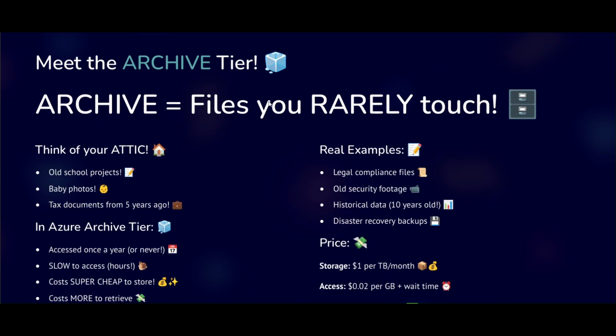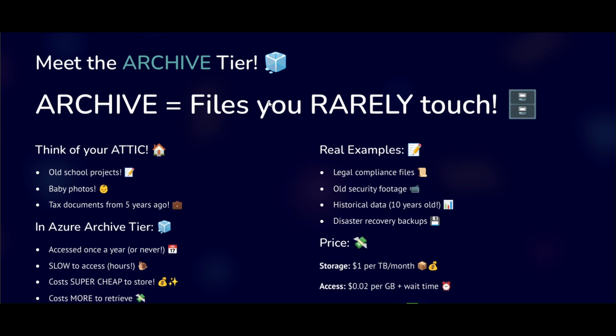Meet the archive tier. Archive tier is for data you almost never touch. Think about college certificates, old tax documents, legal papers. You don't open them, you just keep them safe. Archive tier: cheapest storage, very slow access, retrieval may take hours.